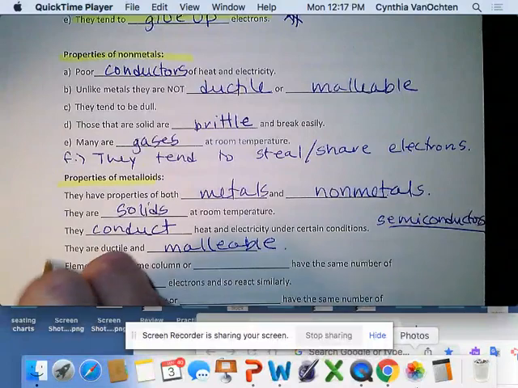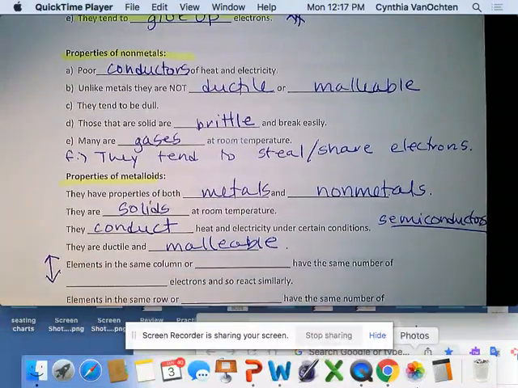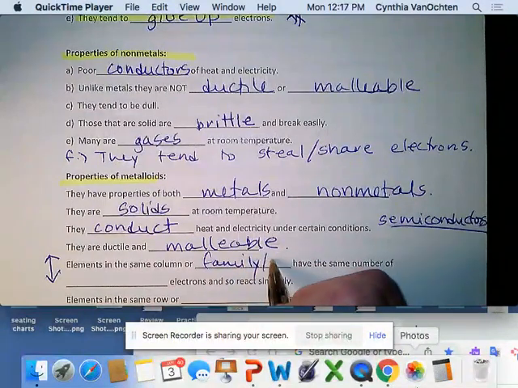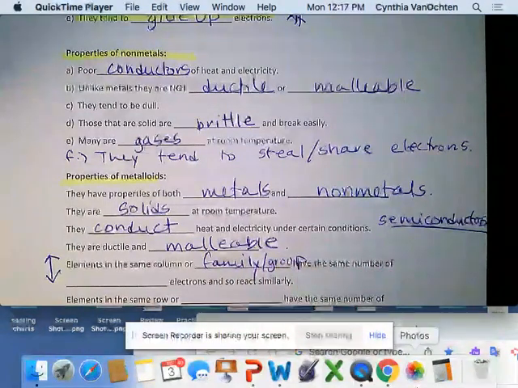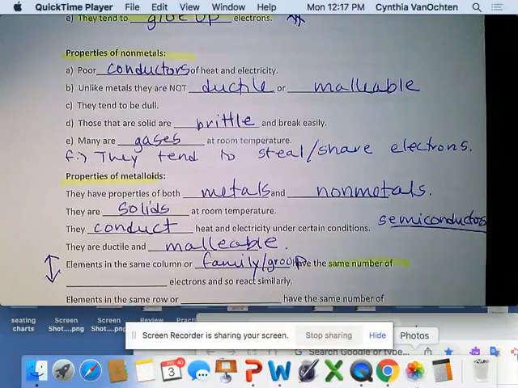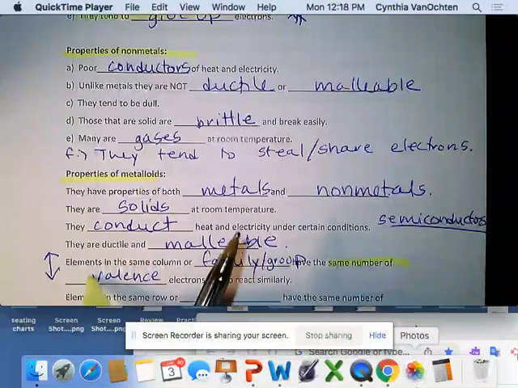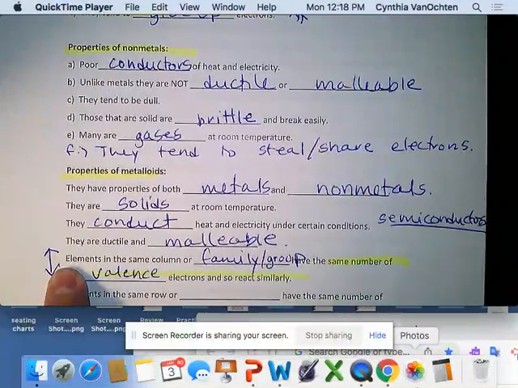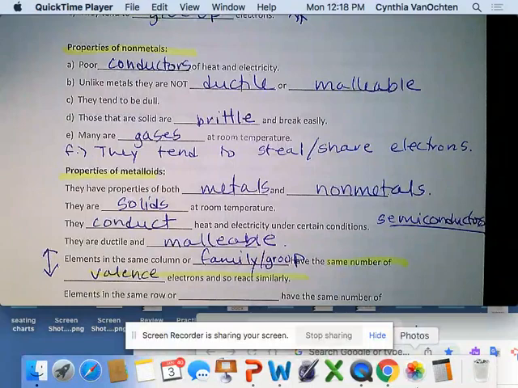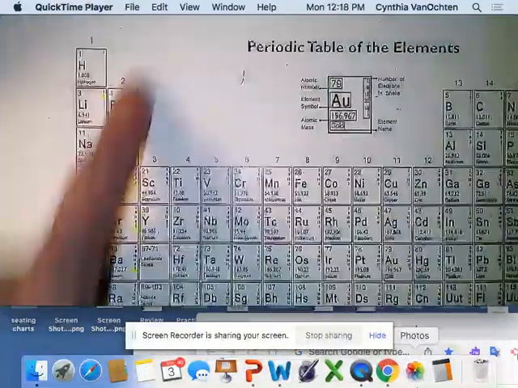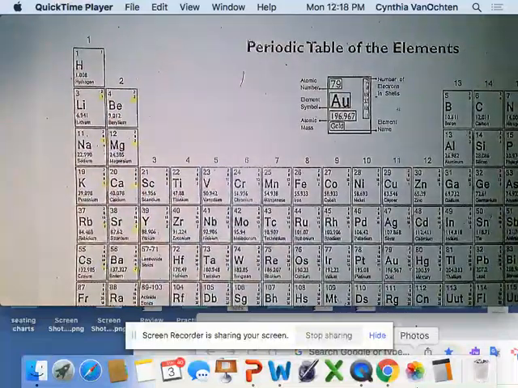So elements in the same column, remember your columns run up and down, or in the same family. A column is called a family or a group. And their claim to fame is that they have the same number of valence electrons. And so all of the elements in the same column react similar to each other. So just as I said before, family 1, all of those elements tend to lose 1 electron. Family 2, they tend to lose 2 electrons.